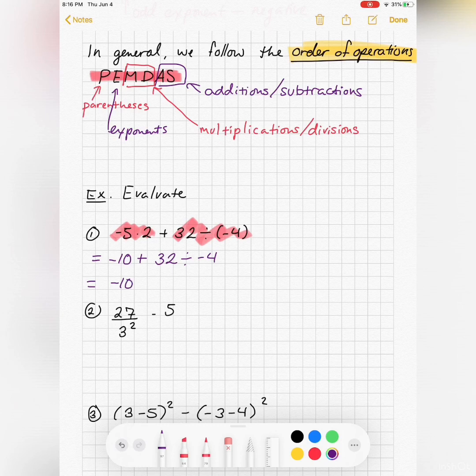Okay, so again, I can't do that addition yet because I still have a division. Okay, so what's 32 divided by -4? 8? -8? Okay. Move this down. Okay, and then that's negative 18.